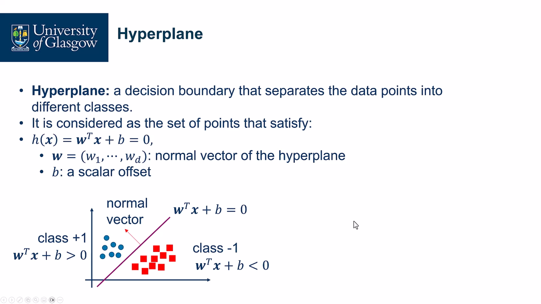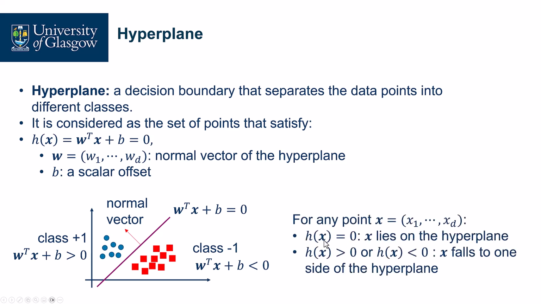Right? So we can summarize it like this: for the hyperplane, for any point x, if this equals 0, it lies on the hyperplane. If this equation is larger than 0 or smaller than 0, it falls on one side of the hyperplane, right? So this is a hyperplane.